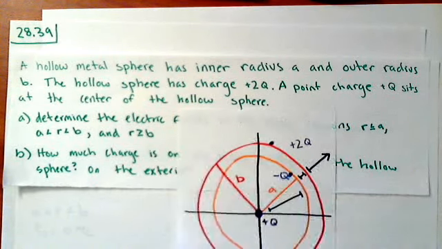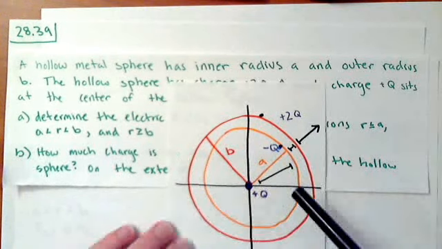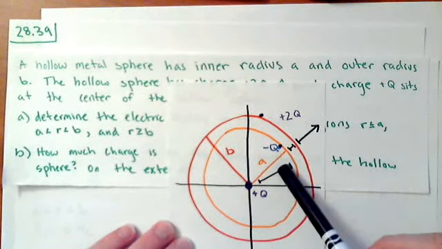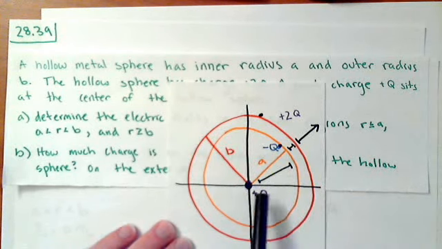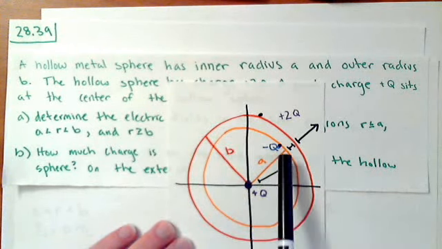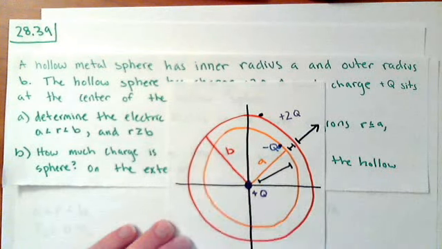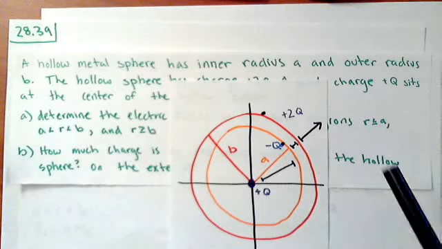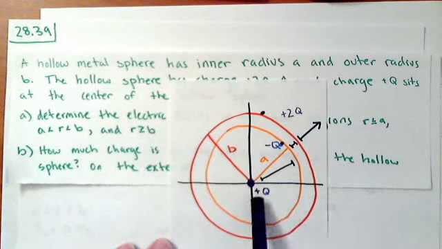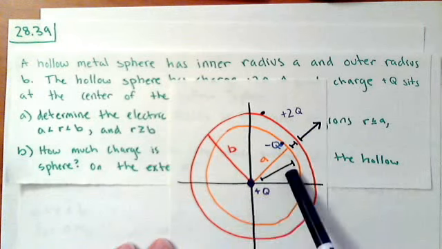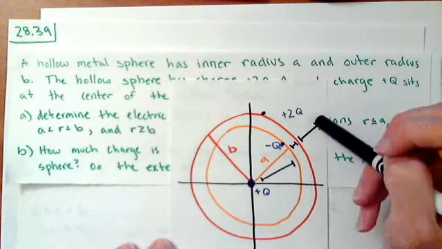Now I've drawn out the sphere, and as you can see, the inside here is hollow, and there's a ring around it representing the sphere. We have the two radii, B and A, where A is the inner radius and B is the outer radius. And so we have a positive 2q charge on the outside and a point charge on the inside, positive q. And these lines represent the hollow area, the ring, and the outside.